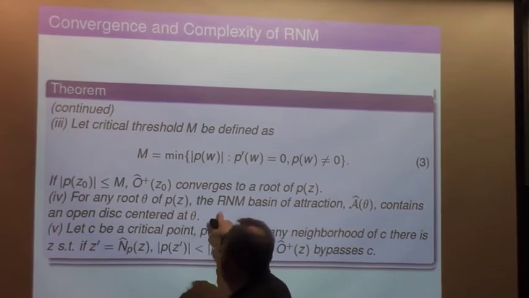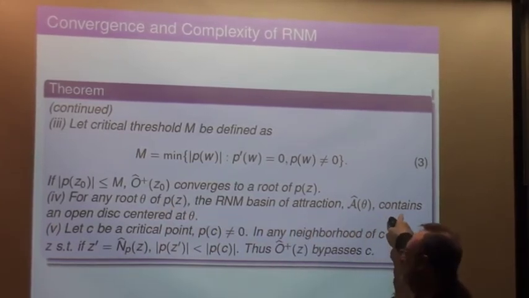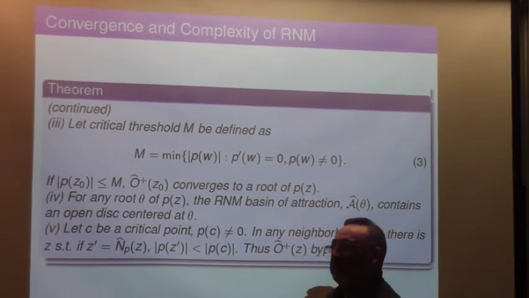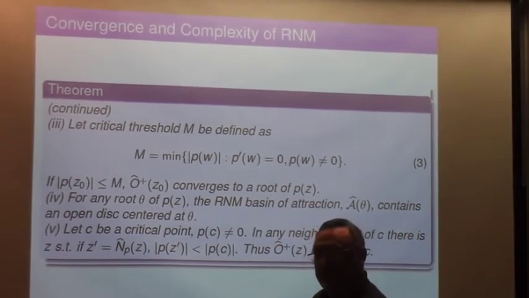And this says that for any root theta, the basin of attraction of theta contains an open disk, like the ordinary Newton method.